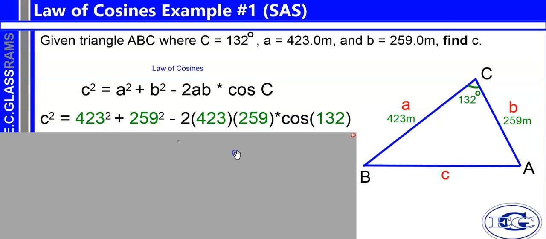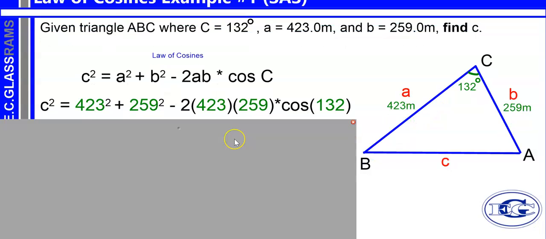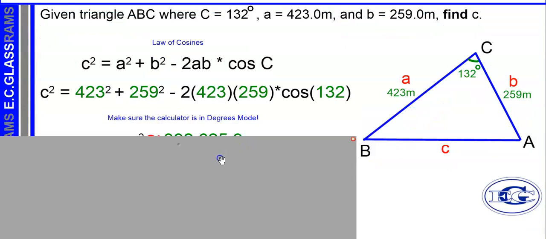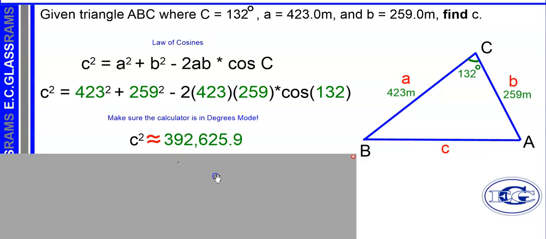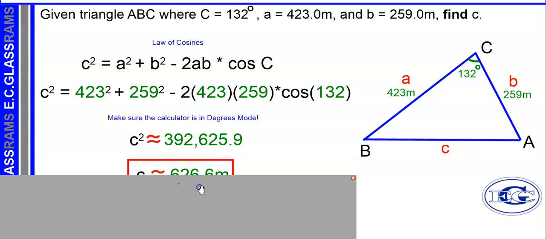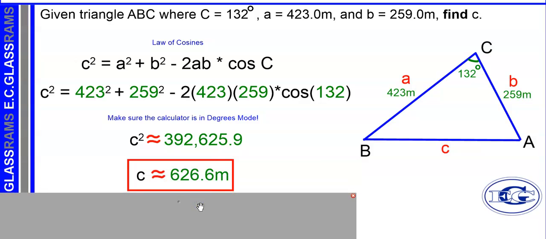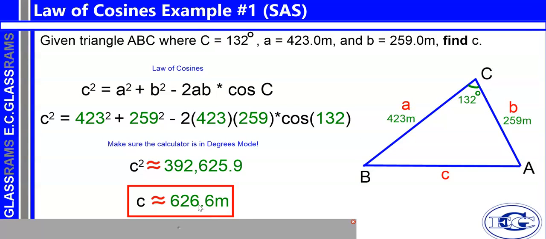We plug in all the known values, or substitute them in, and make sure that when you calculate it in your calculator, it's in degrees mode. If you have it in radians, it will give you a different value. So here we have c squared is approximately that large number. But remember, we're not done until c is completely by itself. So we take the square root of both sides. Our final answer to this problem is c is approximately equal to 626.6 meters.